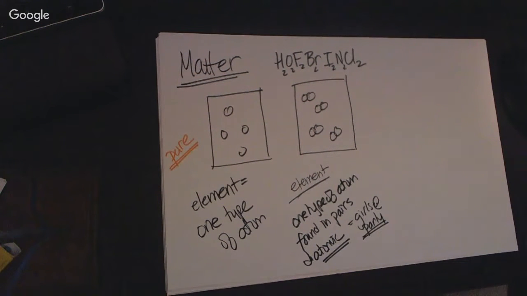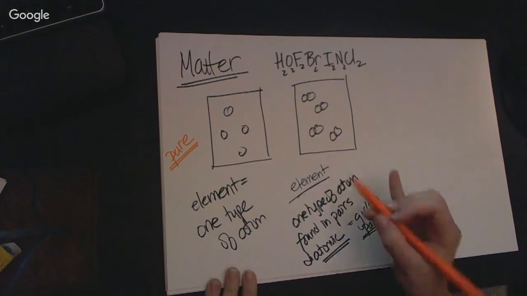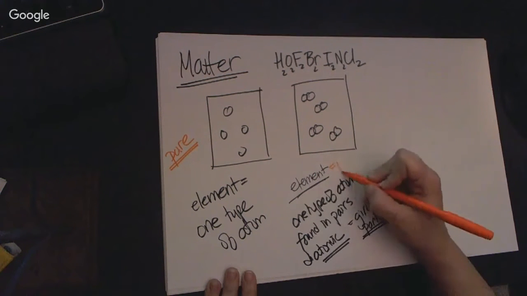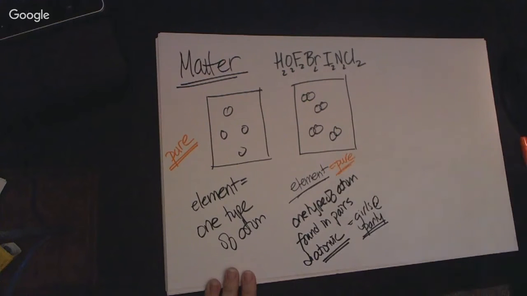They will die a horrible death because they always need to be in pairs at all times. They just cannot be separated. Well, they can be separated, but you get the idea. These are always found in pairs in nature because that's just the way they are. And again, this is still an element because it's only one type of atom in that container. Now, this is still an element and we would still call this pure.